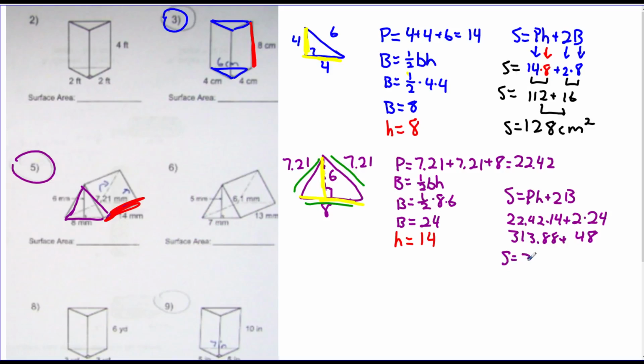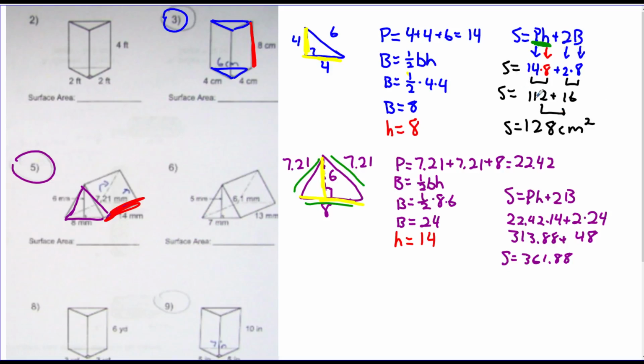S equals 361.88. Okay. And before we leave this, just in case it comes up later, all these just ask for total surface area. But the reason why I split it up and did this extra step is if you look at this first part, pH, that represents your lateral area. That doesn't include the area of the two bases.